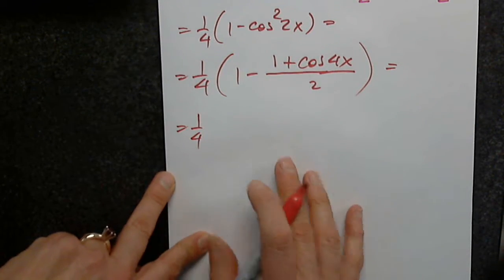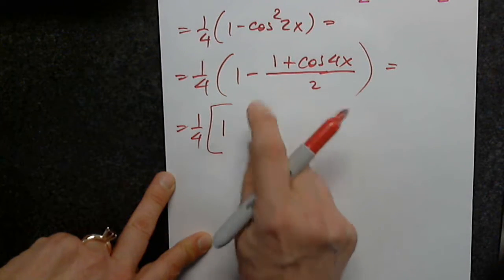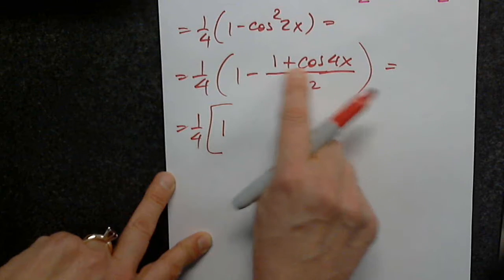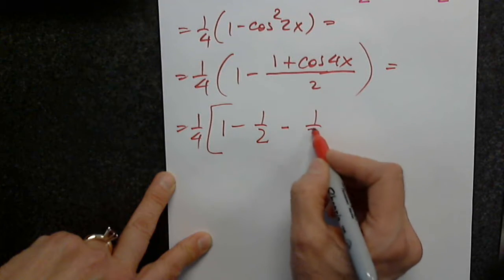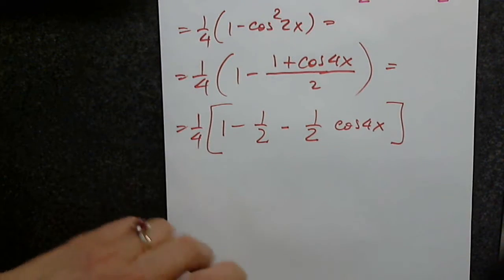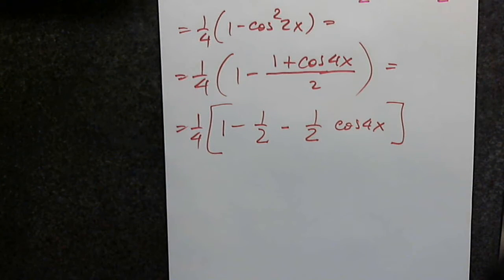Leave the 1/4 alone for a moment. Keep the 1. You have to distribute, break this up into 2 fractions. You have to distribute the -1, so I have -1/2 and -1/2 cosine 4x. So always look at this as separating. This is one way. It's okay if you say, I don't want to separate it, I would rather find the least common denominator. Fine. So you find the least common denominator, and then you write 2 minus 1 minus cosine 4x. That's another way.